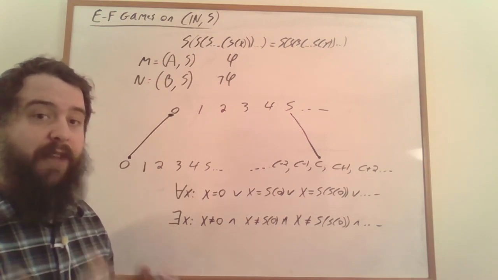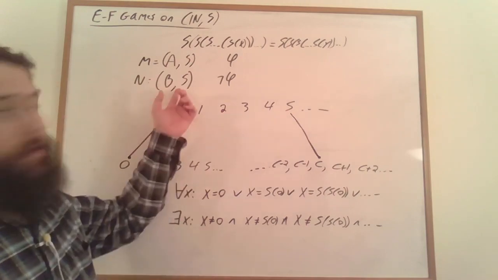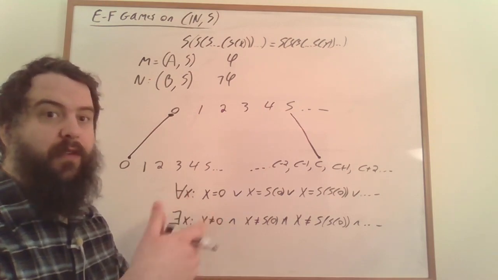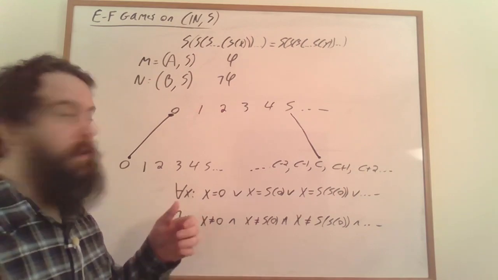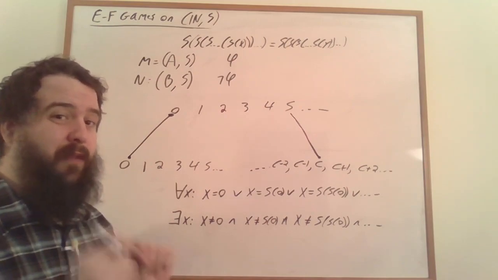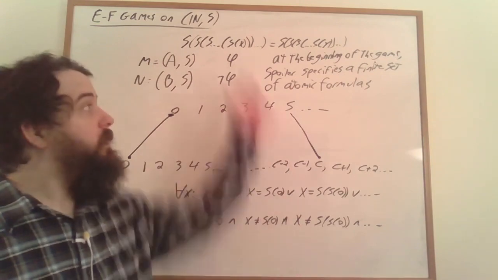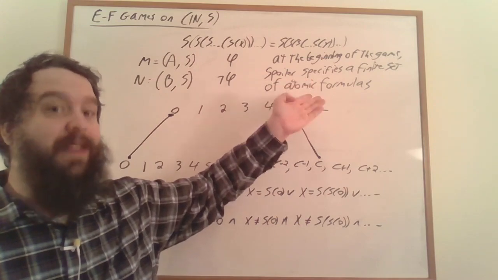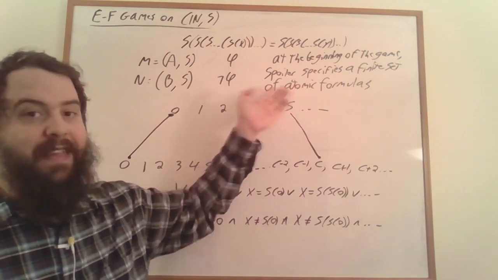contain finitely many different sorts of atomic formulas. Specifically, if we're talking about successor structures, there's going to be a limit on the number of times the successor operation is applied to itself, is nested within these formulas here. And so we're going to modify the Ehrenfeucht-Fraïssé game ever so slightly. At the beginning of the game, Spoiler specifies a finite set of atomic formulas, and those are the only sorts of differences that can end the game for Duplicator.